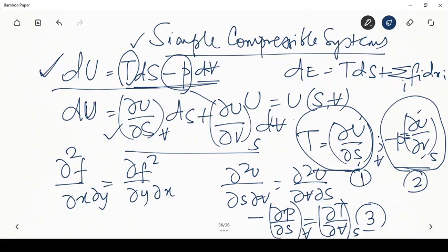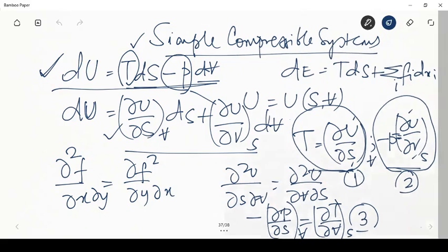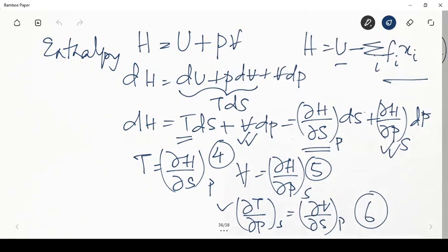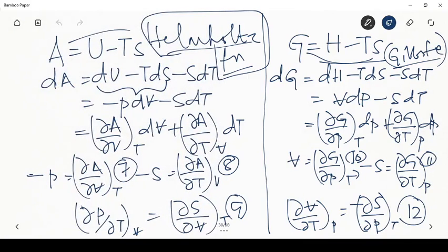In the same way, in the next expression there is a del T by del P at constant S, which is equal to del P by del S. So the left hand side is all in terms of measurable quantities and the right hand side is in terms of entropy. The third expression, again, del P by del T at constant V, is in terms of measurable quantities and the right side is in terms of entropy. And here the del V by del T is in terms of measurable quantities and the next quantity is in terms of entropy.